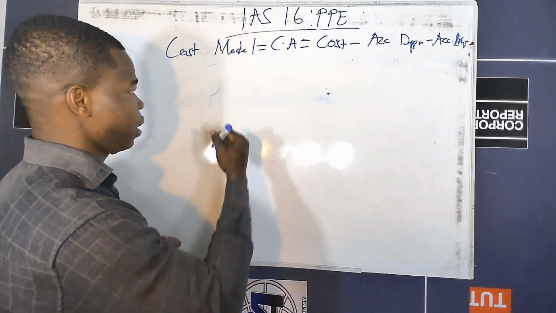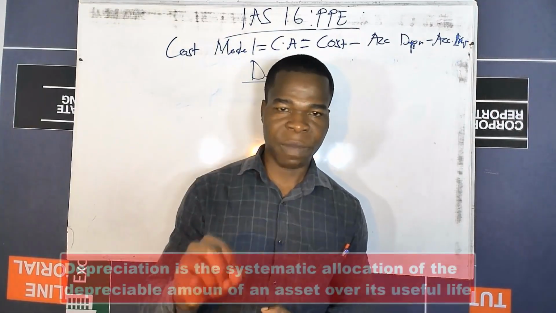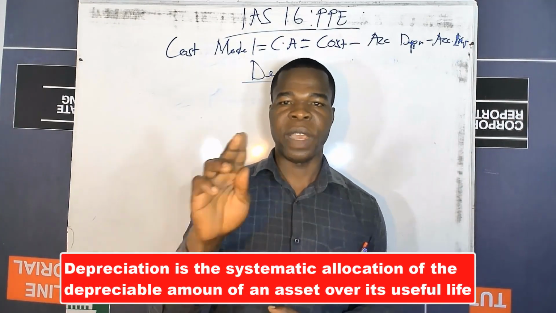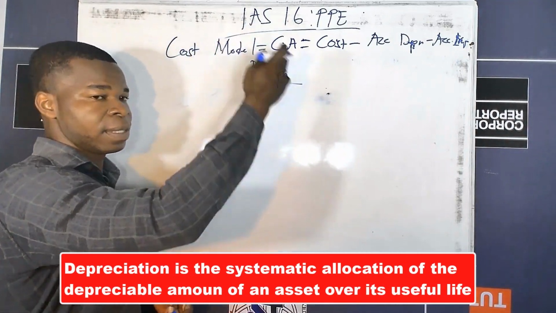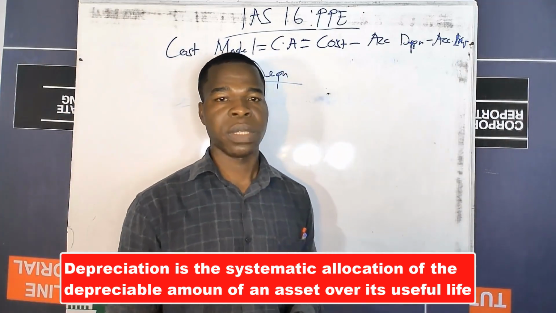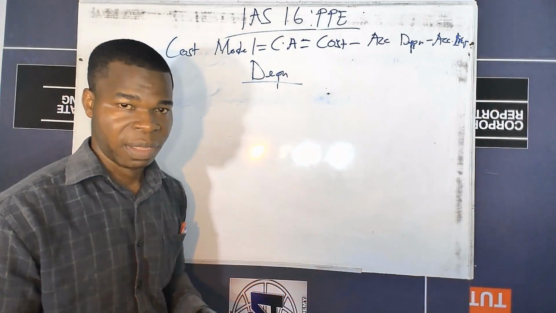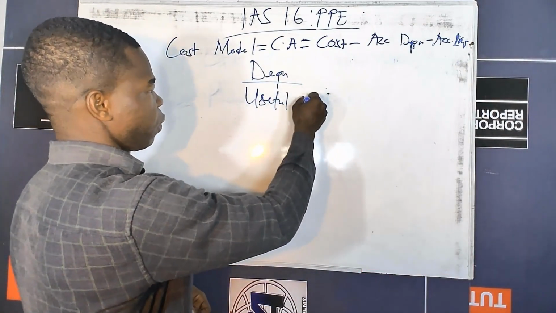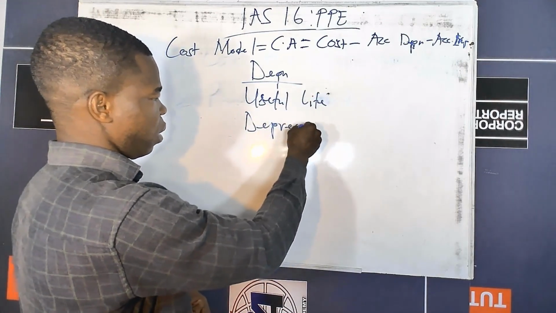Now, what is depreciation? It is the systematic allocation of the depreciable amount over the useful life of an asset. So here we have seen two keywords: useful life, and depreciable amount.